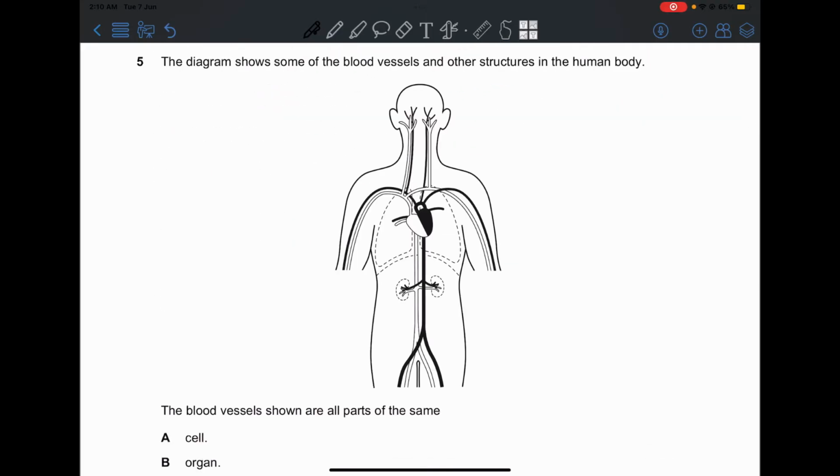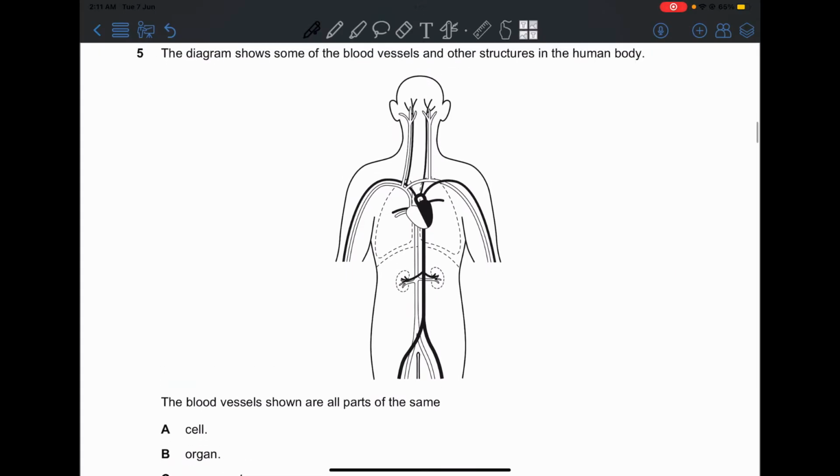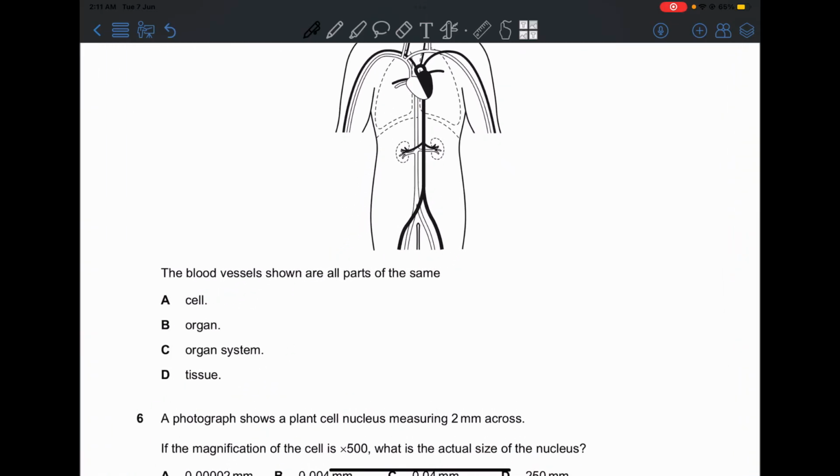Now question number 5, the diagram shows some of the blood vessels and other structures in the human body. The blood vessels shown are all parts of the same. So over here we can see that the circulatory system is shown because it shows the blood vessels from the heart, the vein and artery are shown over here. So this is all part of the same organ system.